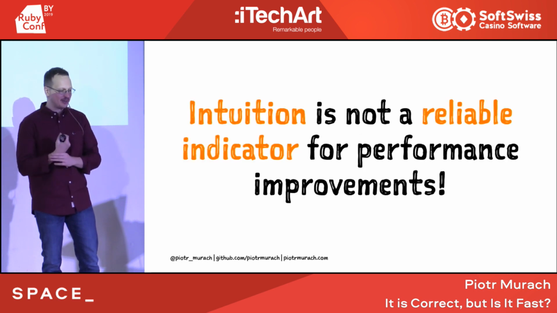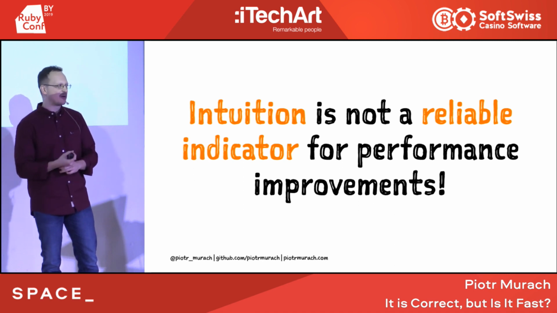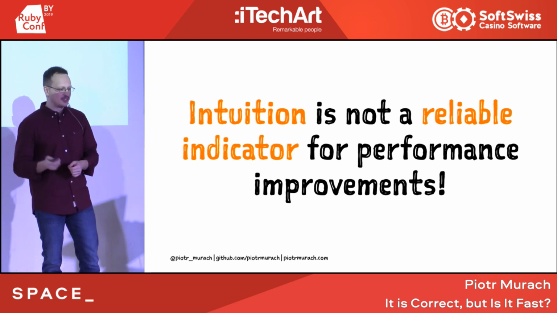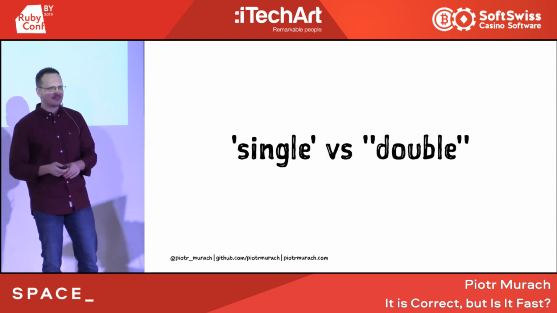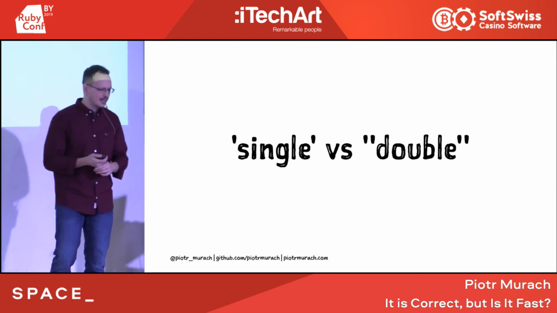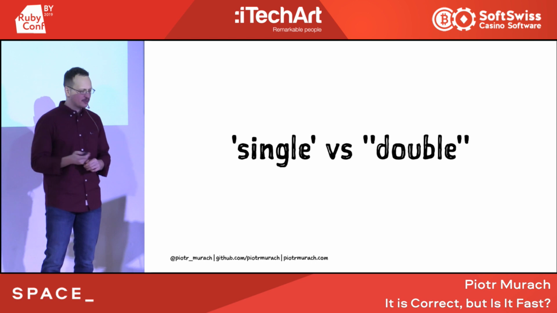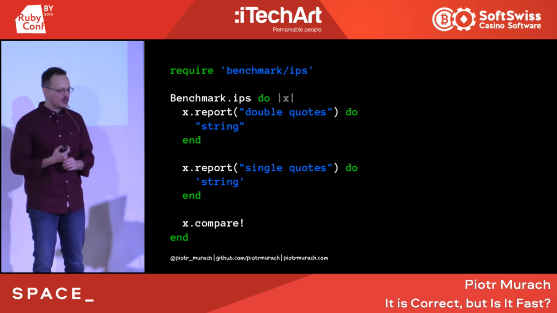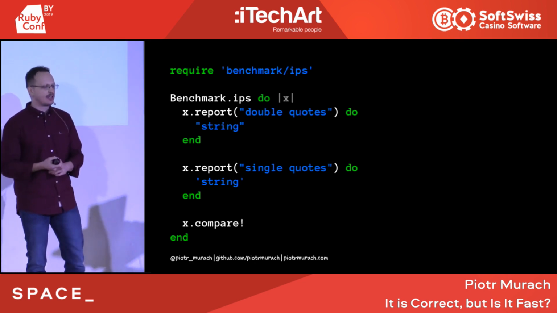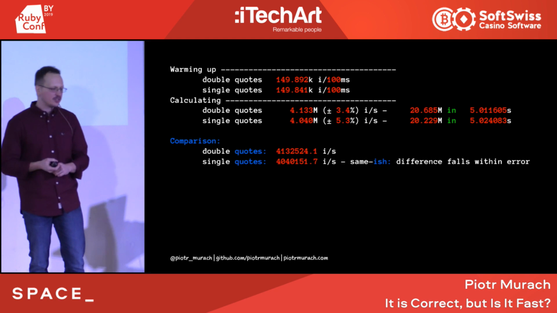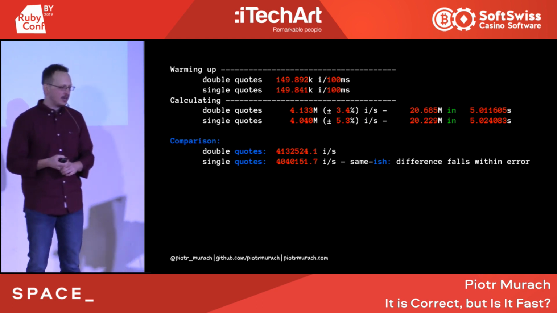But intuition is not a reliable indicator for performance improvements. Just the feeling that you have about code being faster or slower is not the way to do performance. I sometimes have conversations where people say, oh, you should use single quotes because they are faster. Right, okay, interesting. How about we use a benchmark library and measure this? And we actually figured out that it makes no difference. So it's purely a stylistic thing.